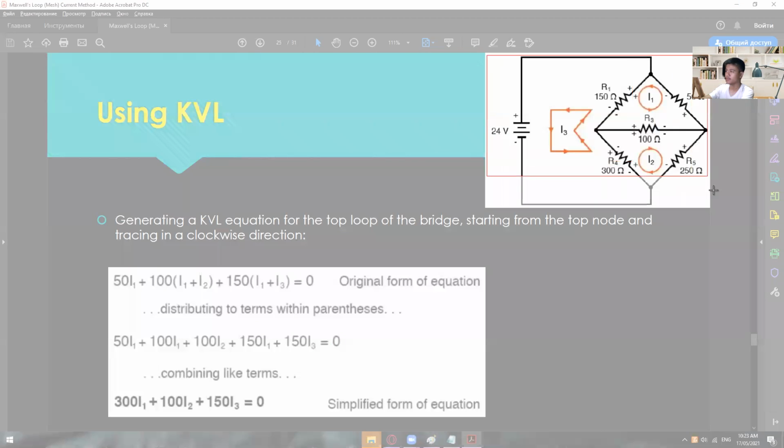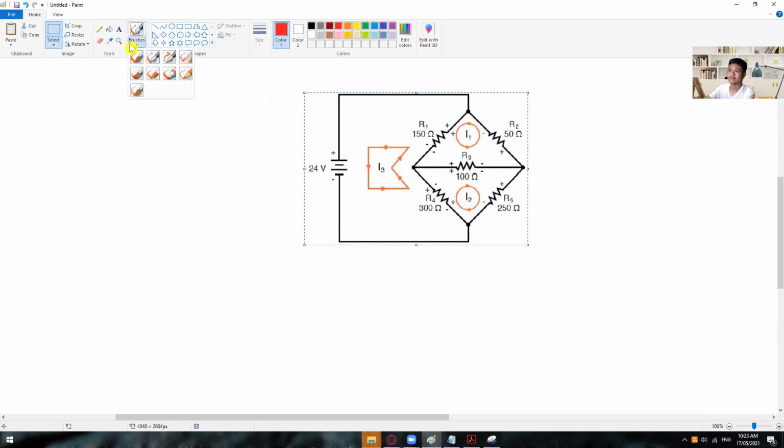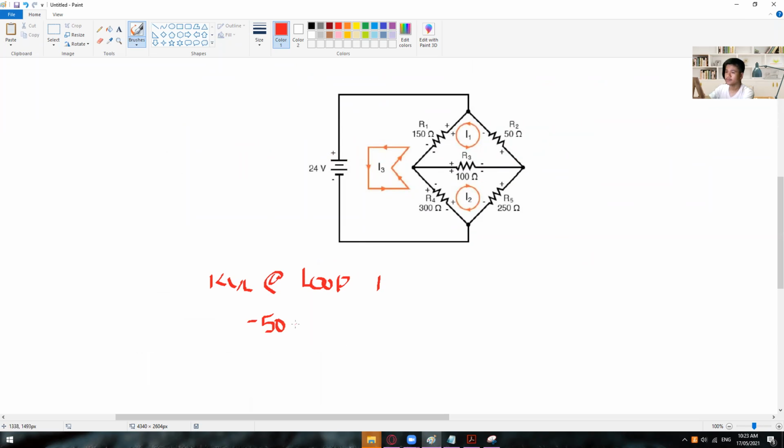Let's come up with our own equation so that it's easier for you guys to understand. So let's do KVL first at loop 1. Let's start with R2. So we have here negative 50 times I1. And then we have here negative. I get the sign where it's leaving, so it's always negative. So negative 150.